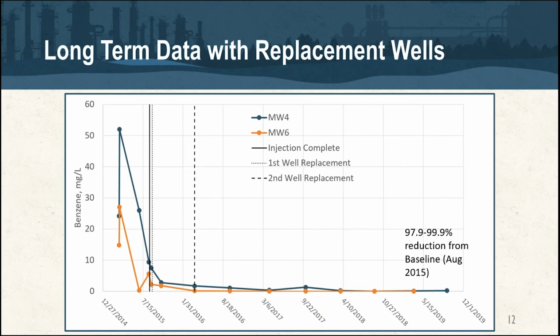And this site is interesting because it not only got one well replacement, but it got 2 rounds of well replacement due to some redevelopment that was out on the site. The wells were replaced immediately post-injection. And about 6 months later, they had to change the grade of the site. So they had to abandon the wells and reinstall them, again, with the screen intervals being adjusted to be in the same interval that they were before. And you can see that from the August 15 baseline, we have like a 98 to 99.9% reduction in benzene concentrations.